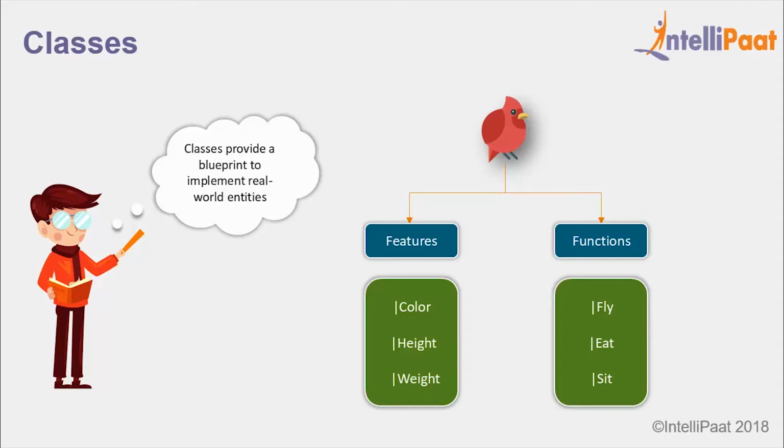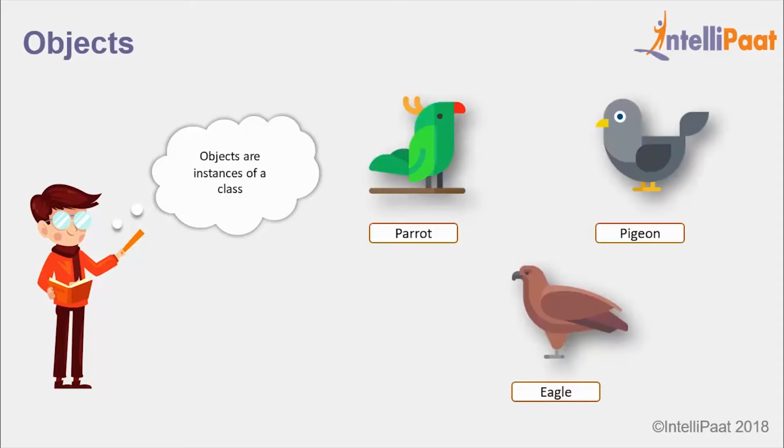So this is all about class. Now let's look at objects. So objects are instances of a class. That is, a class gives a general template and objects are specific entities for that template. So over here, a bird is a general class which can have specific instances such as parrot, pigeon, and eagle. And all of these three instances have the features and functions associated with a bird.